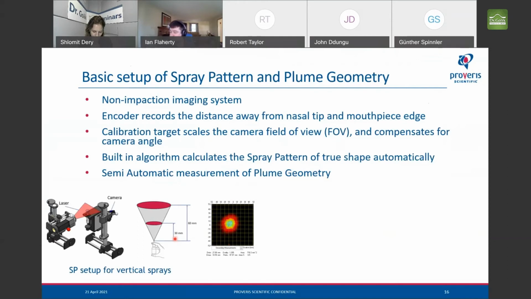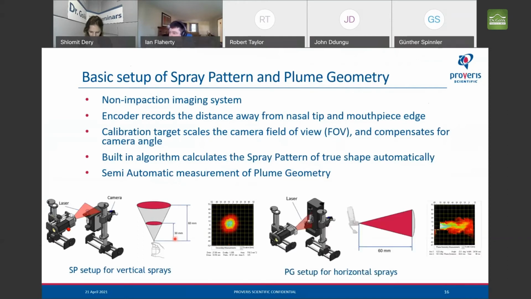So these schematics show the differences in orientation and how things are set up for spray pattern versus plume geometry. You can see it's basically orienting the laser to highlight different planes of the spray. In this case, we're highlighting a cross-section of the spray from a vertical nasal spray. You can see the fan of the laser is shaped like that, and then the camera would image down.